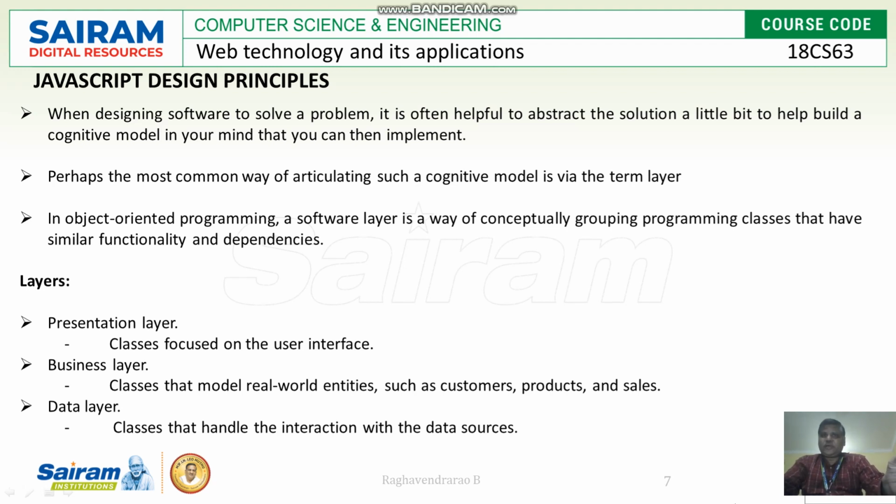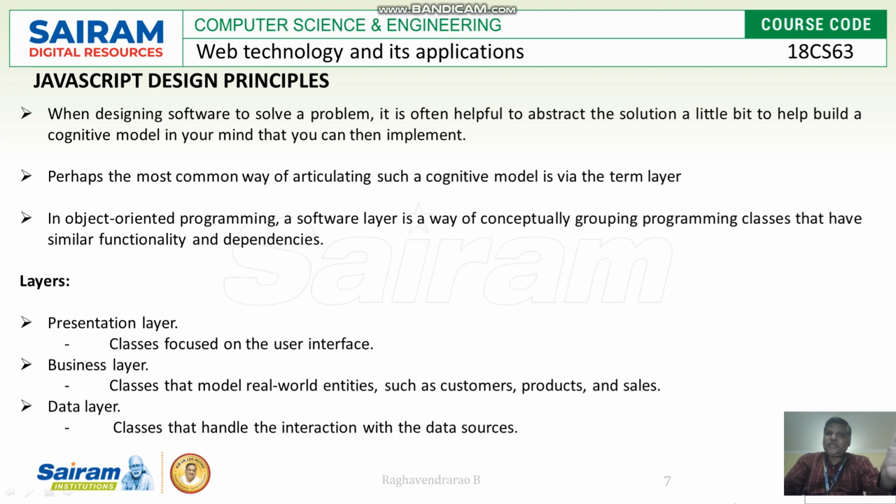In object-oriented programming, the software layer is a way of conceptually grouping programming classes that have similar functionality and dependencies. Here you can see the layers. By seeing them, you can come to know why we have talked about designing. Now here there are three types of layers: presentation layer, business layer, and data layer.